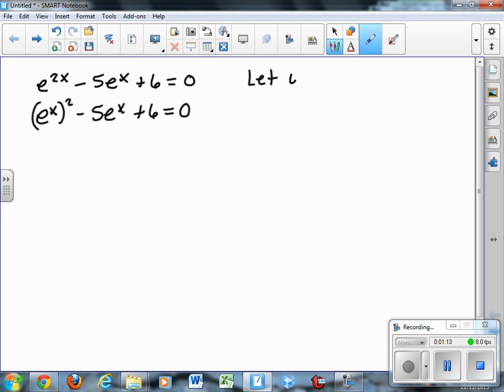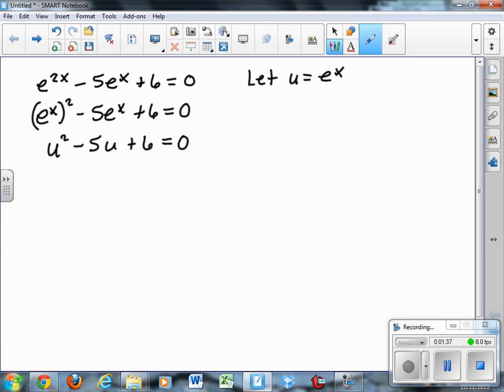So I'm going to say let u equal e to the x. I'm going to use the variable u to substitute every place there's an e to the x. So this is u squared minus 5u plus 6 equals 0. And from there, it's clear that this is a quadratic equation. It's a quadratic equation where we have an e to the x squared and an e to the x instead of just a single variable.